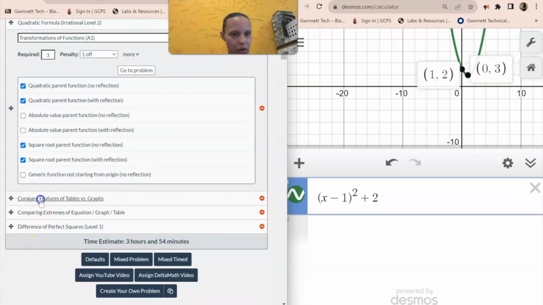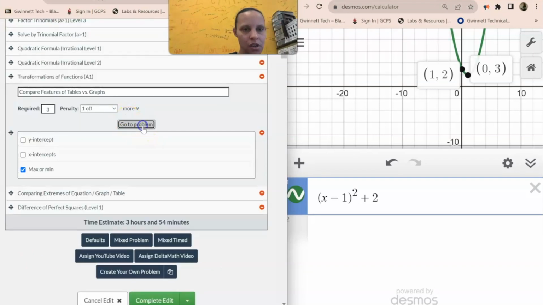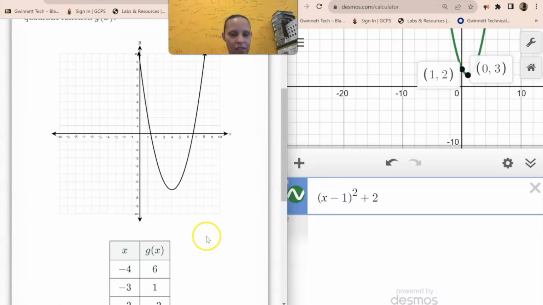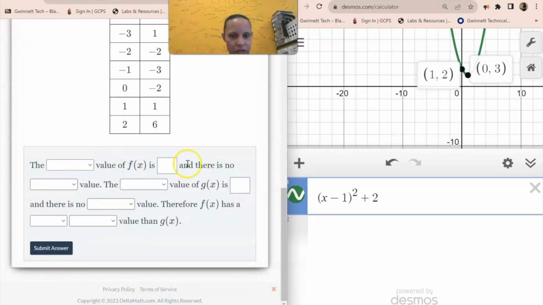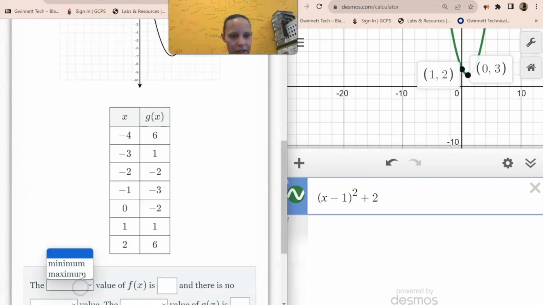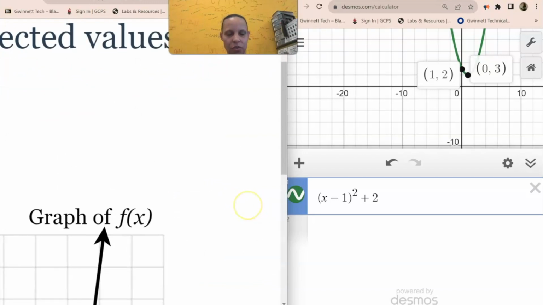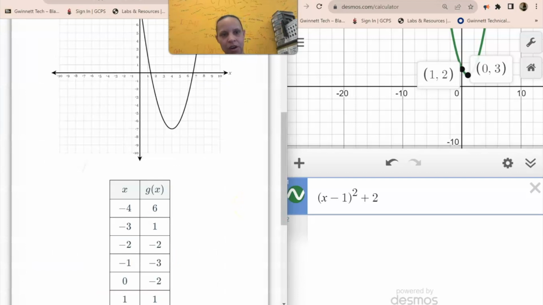All right, go take a look at compare features from tables and graphs. So here's a graph and here is a table. What you want to do is find what questions are below. So here's a question: the maximum or minimum of f of x. It's really important that you just know how to read the graph. This says f of x, right? So when you're answering f of x, look there. And when you're answering g of x, look here. All right, so f of x.